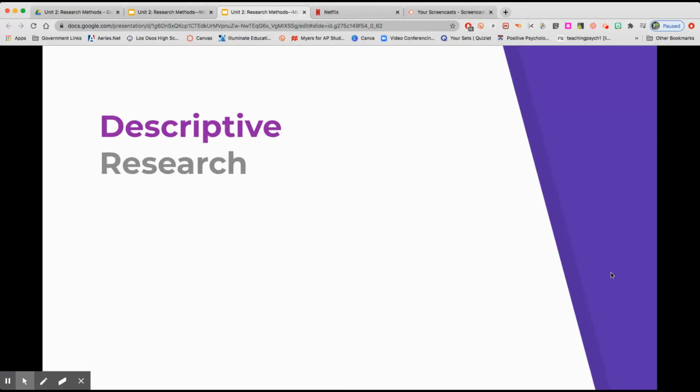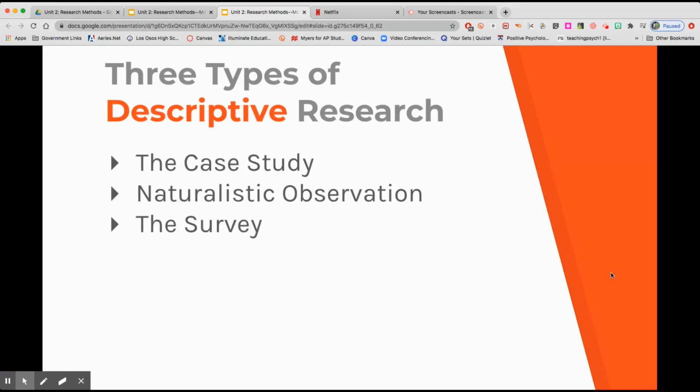So we're going to spend the rest of the time talking about types of descriptive research and ideas related to descriptive research. So what is descriptive research? First, these types. We have case studies, naturalistic observation, and surveys. You don't necessarily need to write this down right now because I'm going to go through each of these individually.